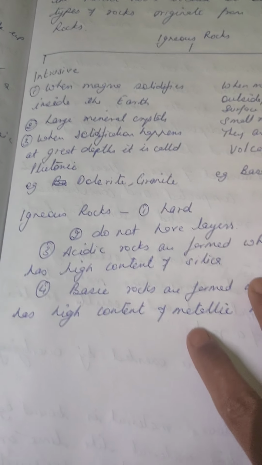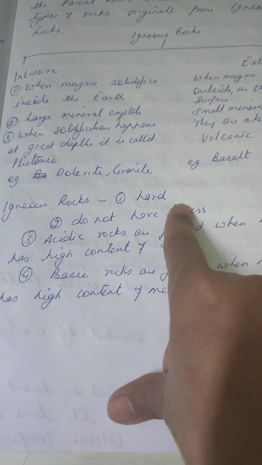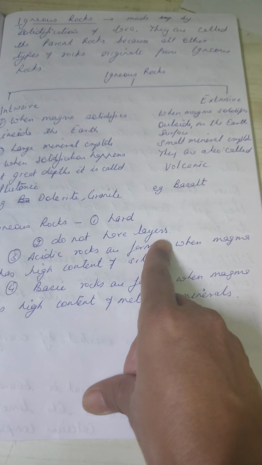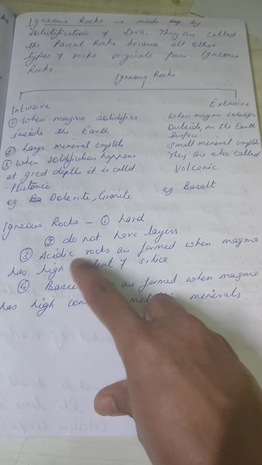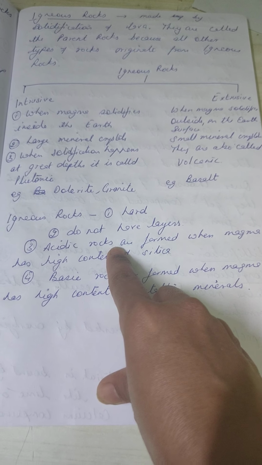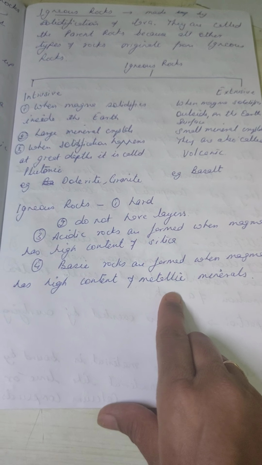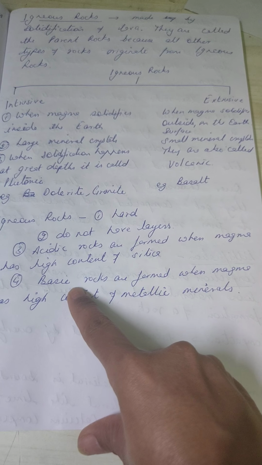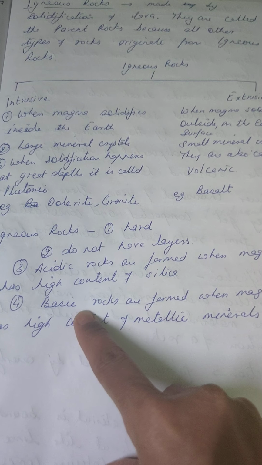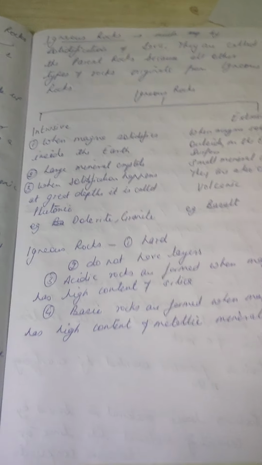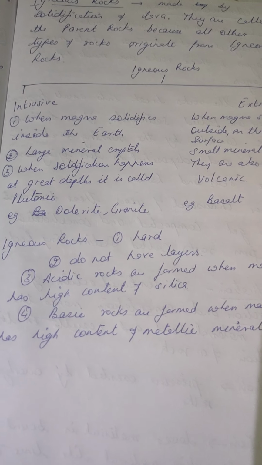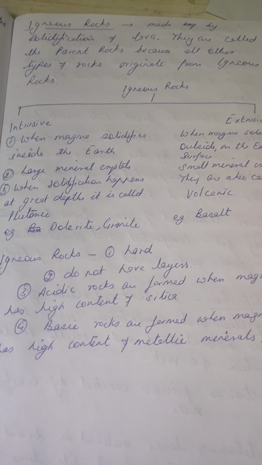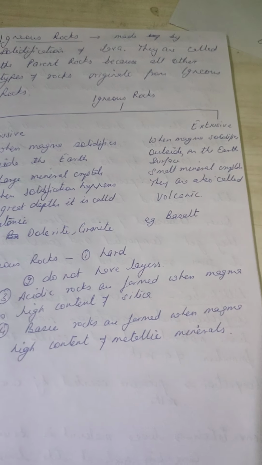So let's just sum it up. Igneous rocks are hard. They do not have layers. If the content of silica is more, then those rocks are called acidic rocks, and if the content of metallic mineral is more, then we call them basic igneous rocks. So this is what we have studied about the igneous rocks, something which you have studied many times earlier also, but probably not with so many properties.